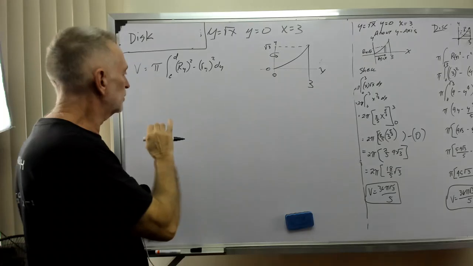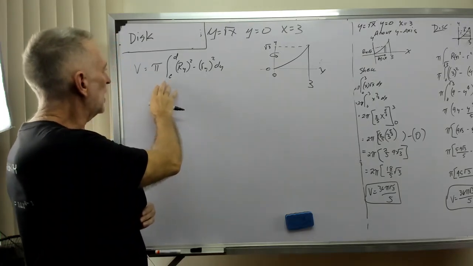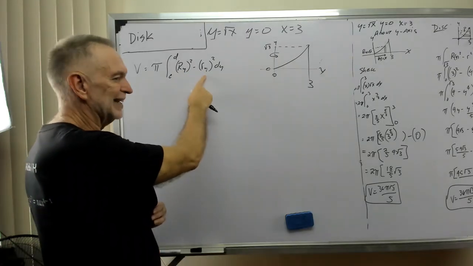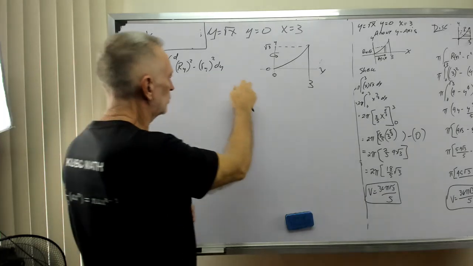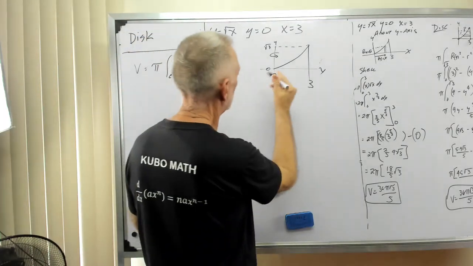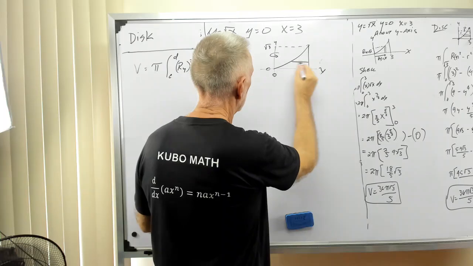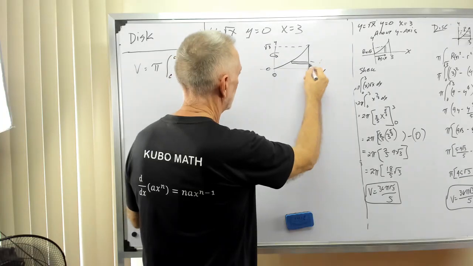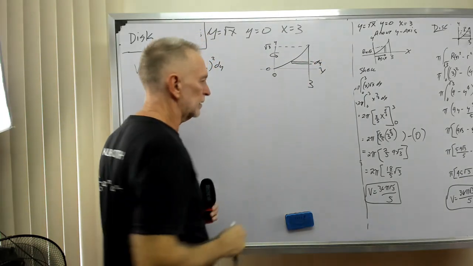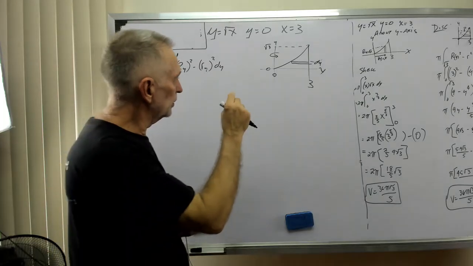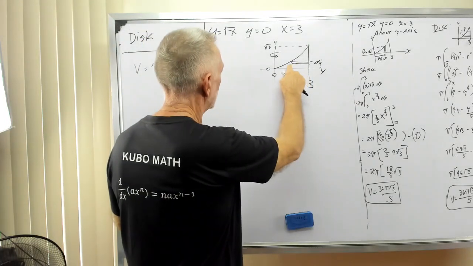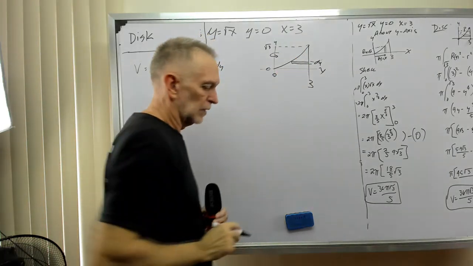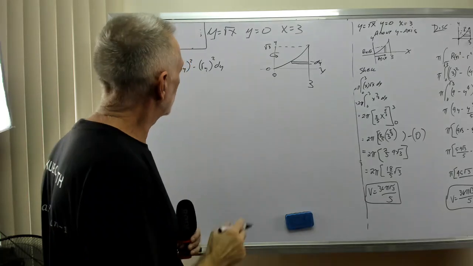Now let's start with the disk method. You'll recall the volume is pi times the integral from c to d of my outer radius squared minus the inner radius squared. In our case, we're going to integrate on dy because we're rotating around y. And also recall in the disk method, the rectangle that represents your differential on y, dy, you put perpendicular to the axis of rotation. Okay? Now, what is my outer radius?